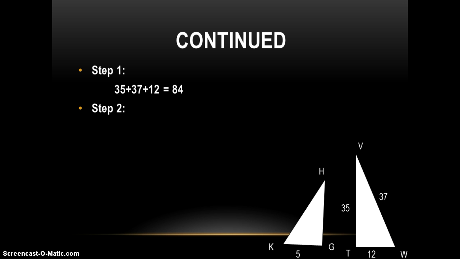So the two corresponding sides we have are 5 and 12. So 5 over 12 equals the perimeter of triangle GHK, which is what we're trying to find, over 84, which is the perimeter of triangle TVW, which is what we found above. So we're using two corresponding sides and setting up a proportion with two perimeters.